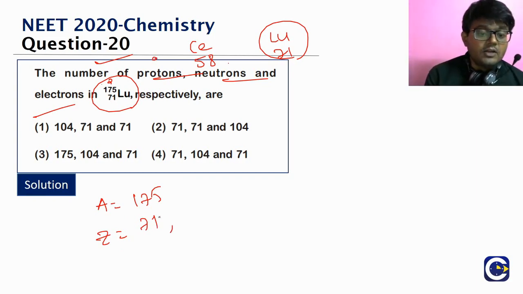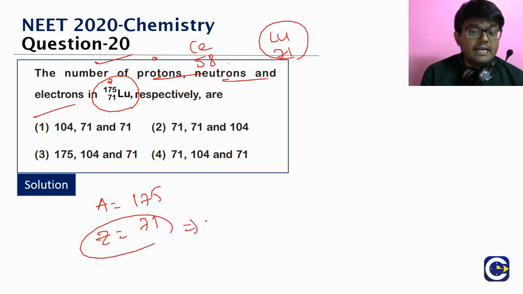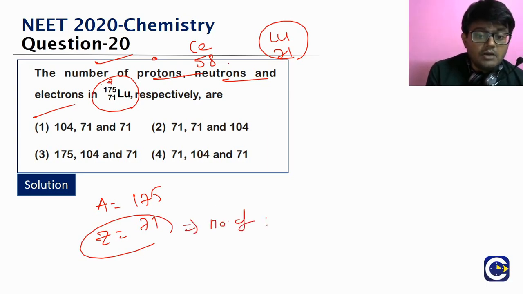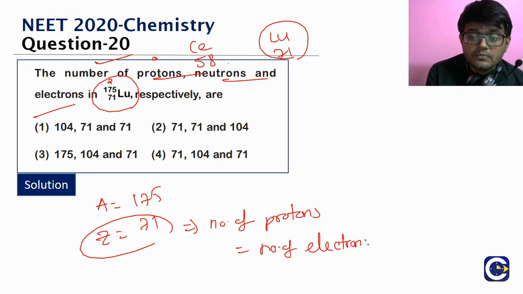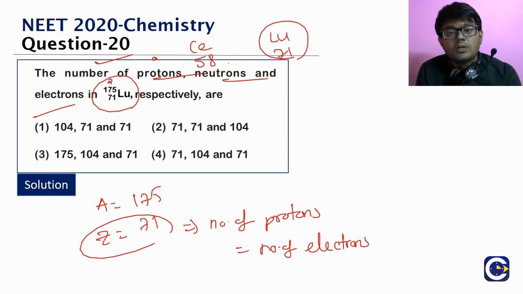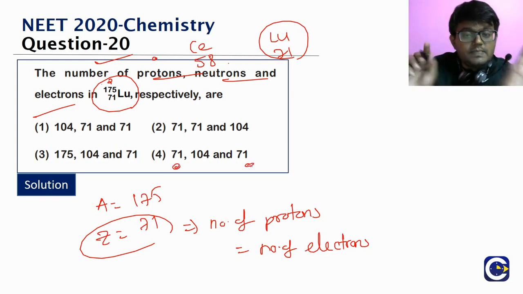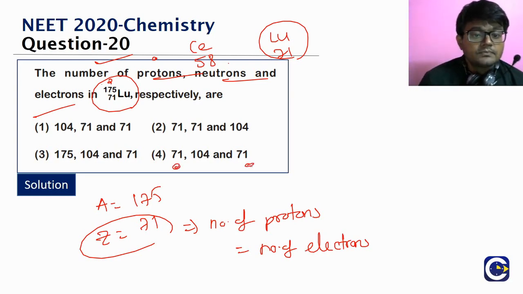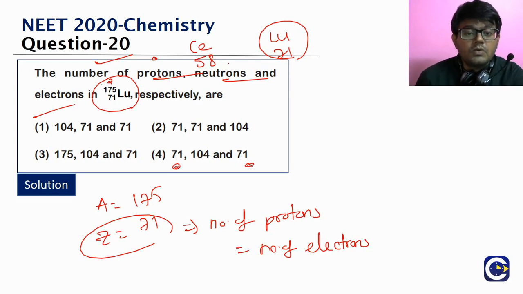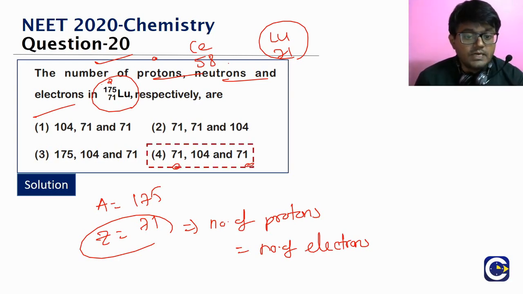Straight away, atomic number for a neutral atom is the number of protons, which is equal to the number of electrons also. Atomic number is the number of protons, which is equal to the number of electrons. Means protons must be 71, electrons also must be 71. We got our answer. We don't even need to bother about the neutrons count, isn't it? So what is the answer for this? Option 4. But if you still want to get the neutrons count, if you are attempting this question in the final examination, this is how we will move on to the next question.